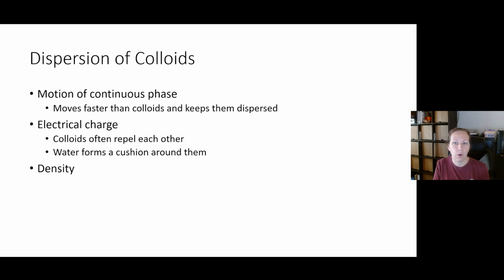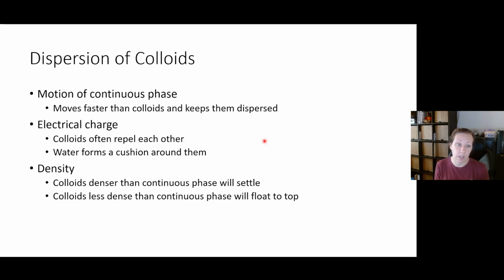And density. So in many cases, this keeps everything dispersed, but if the colloids are much denser than the continuous phase, they may settle. And if they are much less dense than the continuous phase, they may float to the top. Sometimes these properties can overcome the density, but if the density is too much greater or less than the continuous phase, then you can have settling or floating.